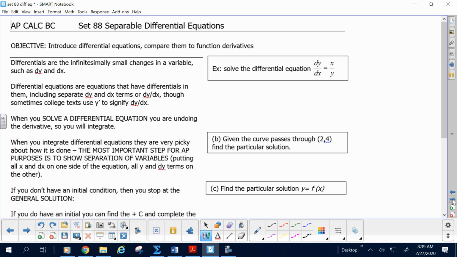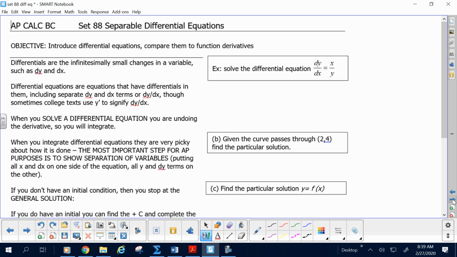Okay, this is a really gigantic lesson. It's 2 days, probably 3, maybe 4. It's most of this chapter right here, differential equations. So, here we go. Are you ready? Okay. All right.